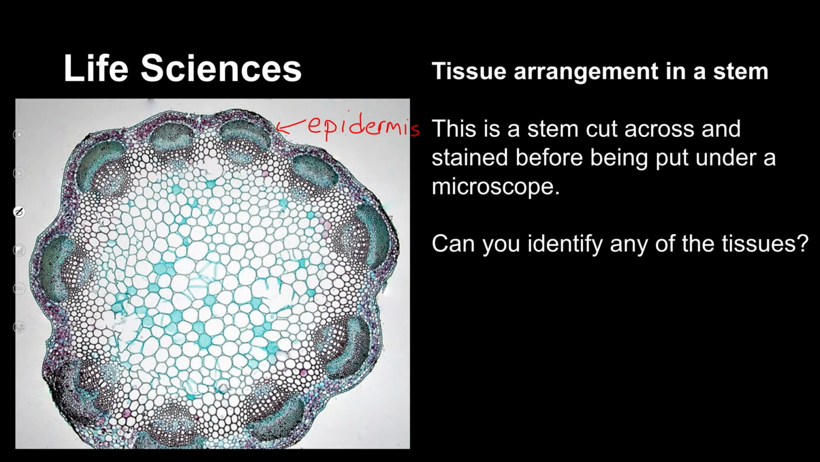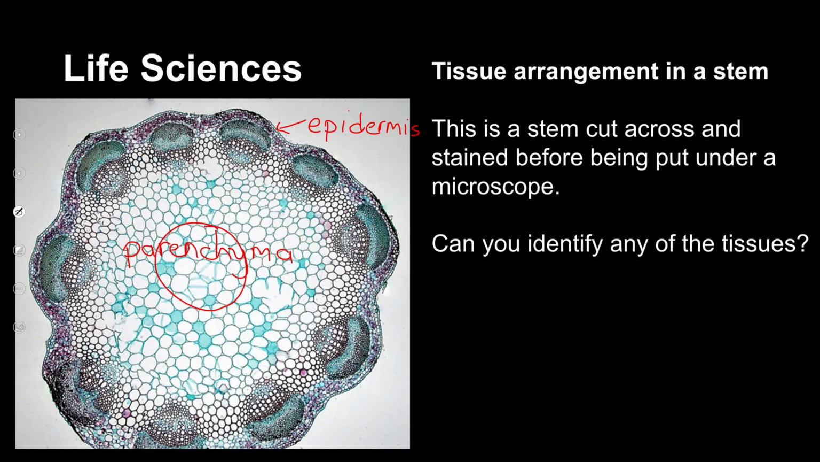Then there are a whole lot of big cells in the center, and if you look at them, they've got thin walls. What type of cells would those be? Those would be parenchyma cells. Large cells, thin walls, with air spaces between them. Then the rest all looks pretty confusing. How can we make sense of it?